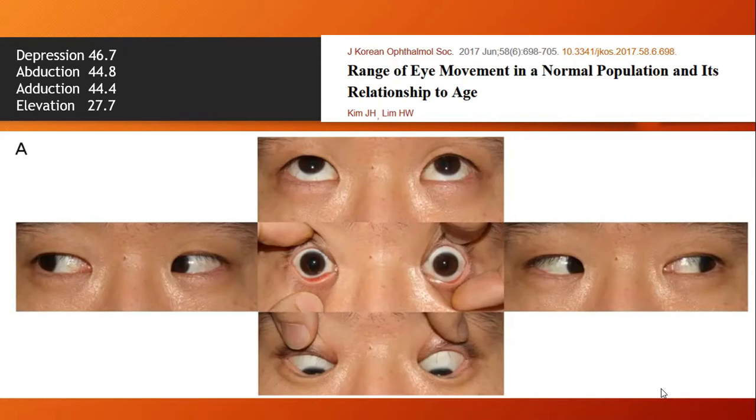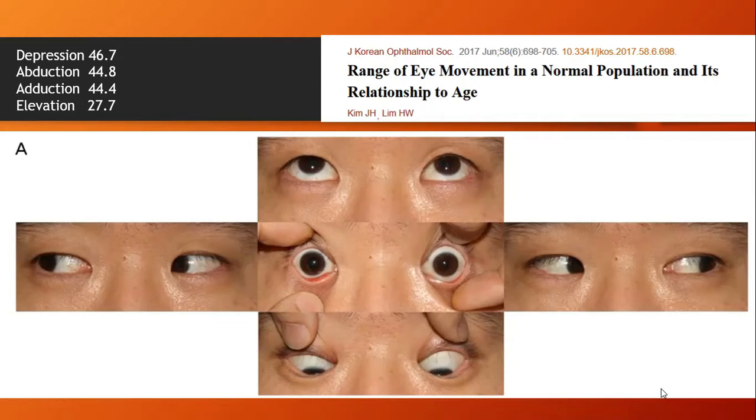The depression is about like 46 degrees. So the maximum movement the eye does is the depression. The range of movements is maximum for depression. And if you think for a while, we need depression a lot during walking downstairs, during reading. The depression is a very precious position of gaze. So in squint cases, we care about the ocular alignment in the primary position. And the second important gaze is the down gaze. These both gazes are the most important gazes, the primary position and the down gaze.